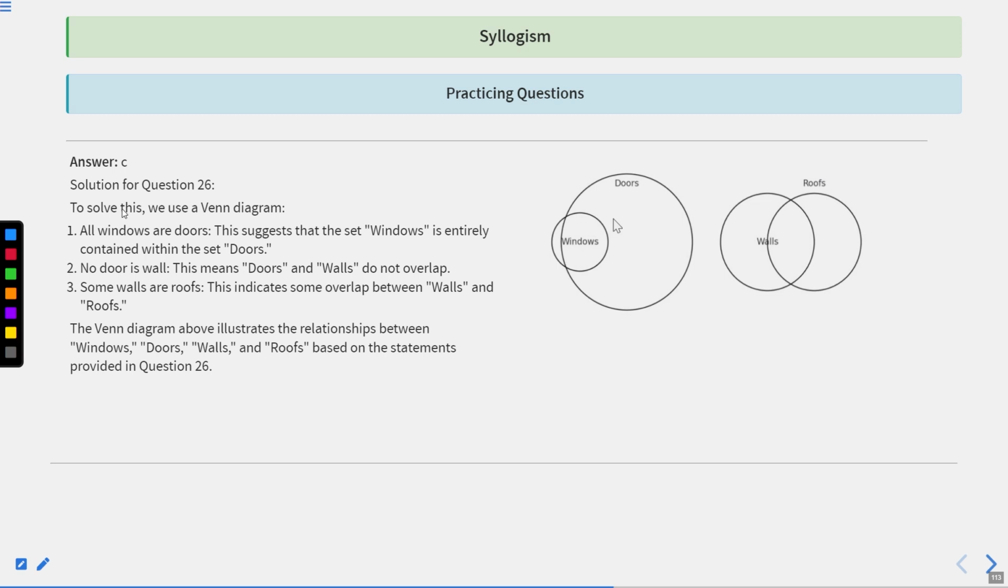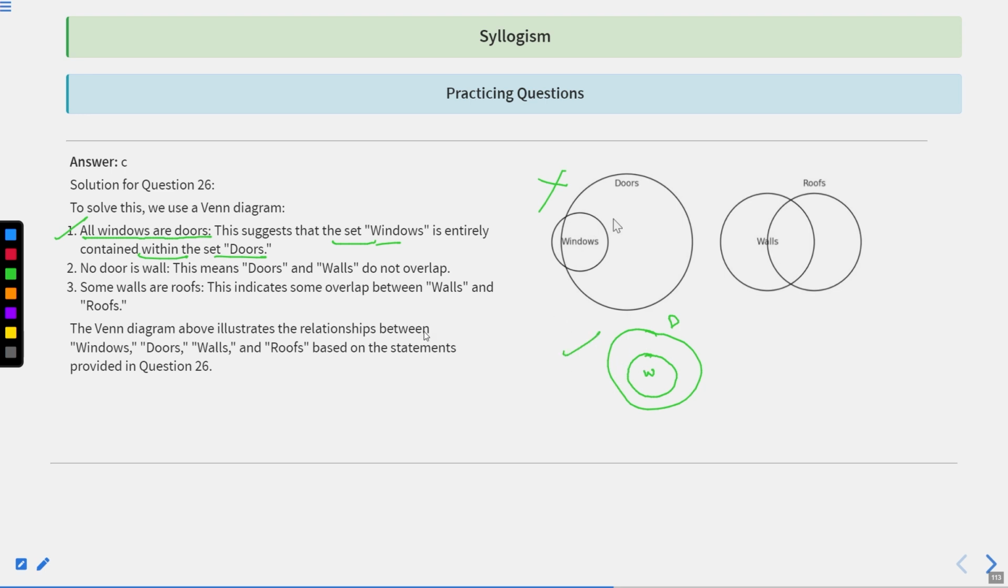The first statement says all windows are doors. Is this the correct Venn diagram for statement number 1? My dear students, this is not the correct diagram, because this suggestion means that the window should be entirely contained within the set door. So the correct representation would have been this circle which is window, and this circle which is the door. Now this would have been the correct representation of the diagram.